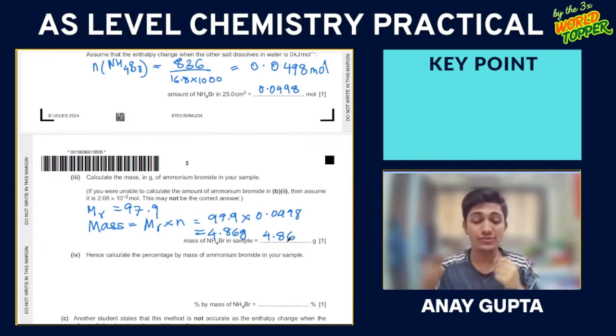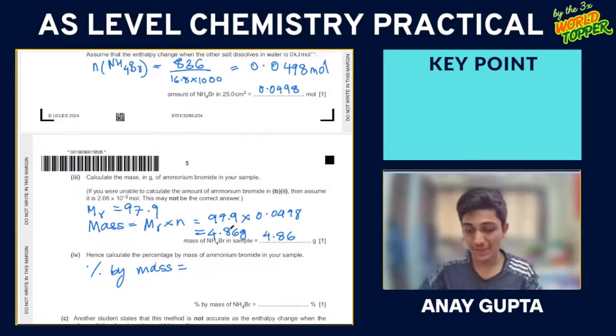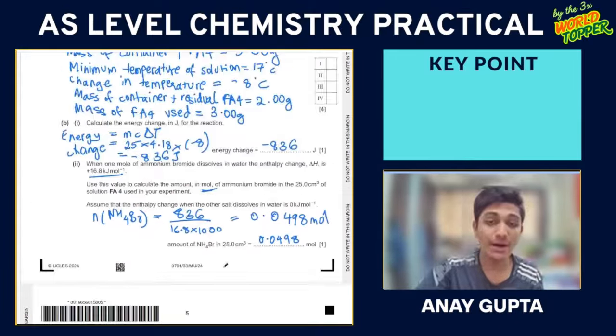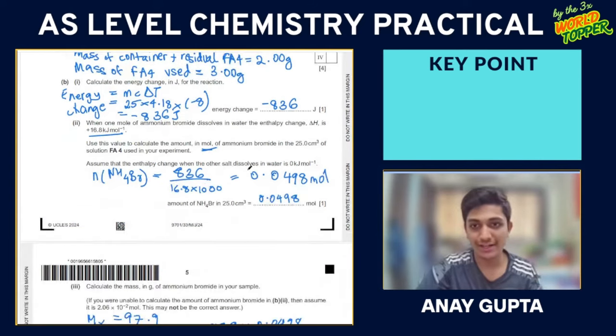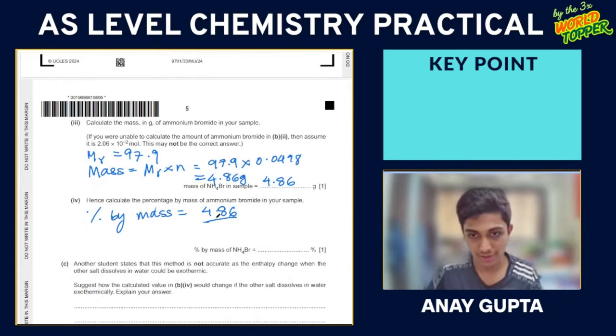Hence, calculate the percentage by mass of ammonium bromide in your sample. So percentage by mass is now equal to, we have 4.86 grams of ammonium bromide, so 4.86 upon the total mass of the sample, which is 3 grams. Obviously that is not really possible, but since I did not have realistic readings, I just put random readings down. So let's say 3.00 into 100, right?